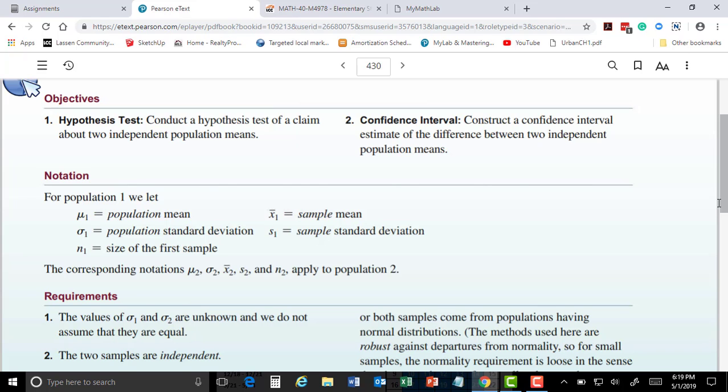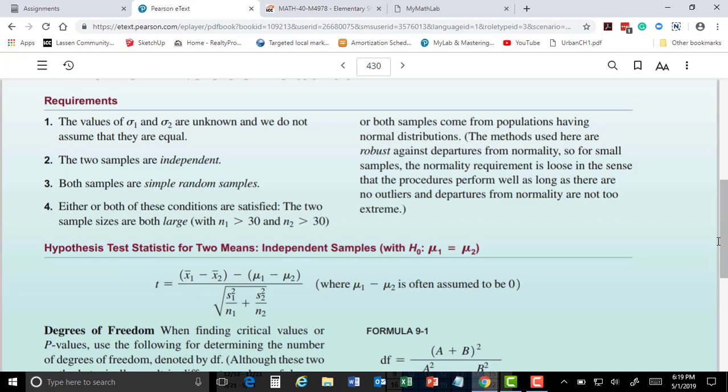So let's try it. Now, here are some of the requirements, right? We want, remember the sample sizes. If we're going to use a normal distribution as opposed to the binomial, if n1 and n2 are greater than 30, right?